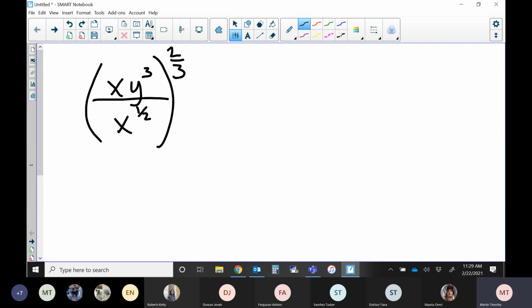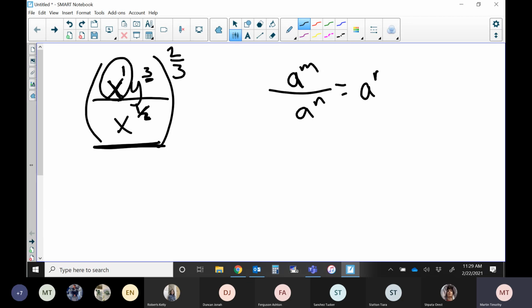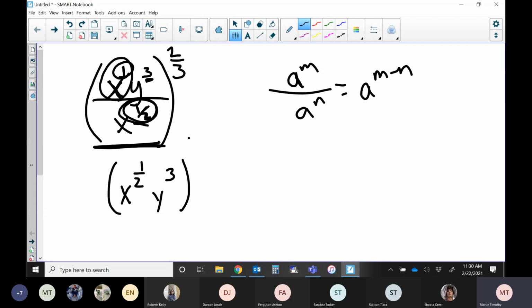Now, if it's me, I'm going to solve this problem by doing the stuff inside the parentheses first. As soon as I see this x, this is x to the first power. This 3 does not belong to it. So that's x to the first, and that's x to the half. And I know that if I have a to the m over a to the n, I can make this a to the m minus n. So I can make this x to the 1 minus a half, which hopefully you can do in your head and realize that's x to the 1/2. And then right next to it, y to the third, and all of this is being raised to the 2/3 power. Did I lose anyone on that step?